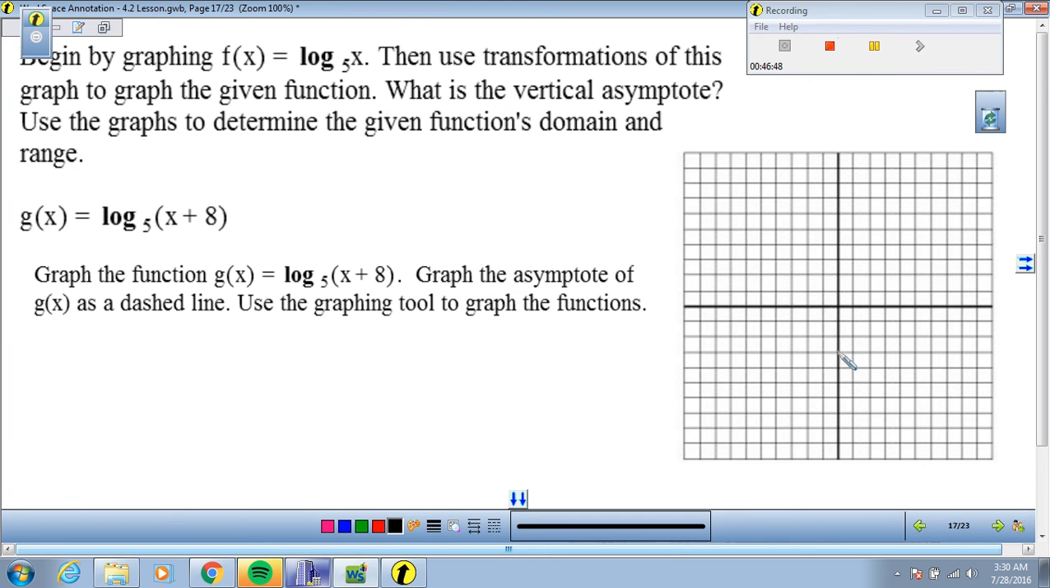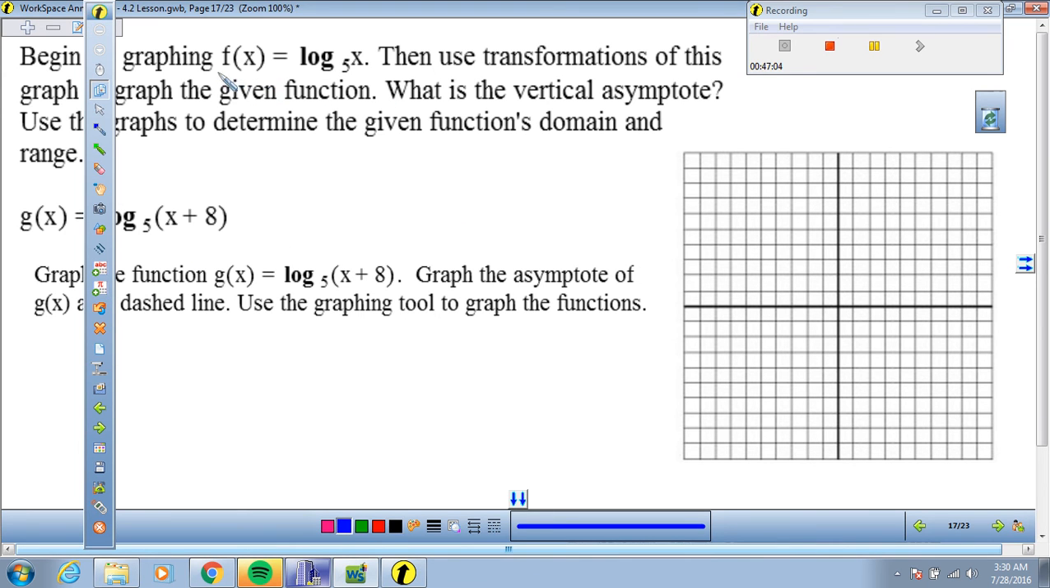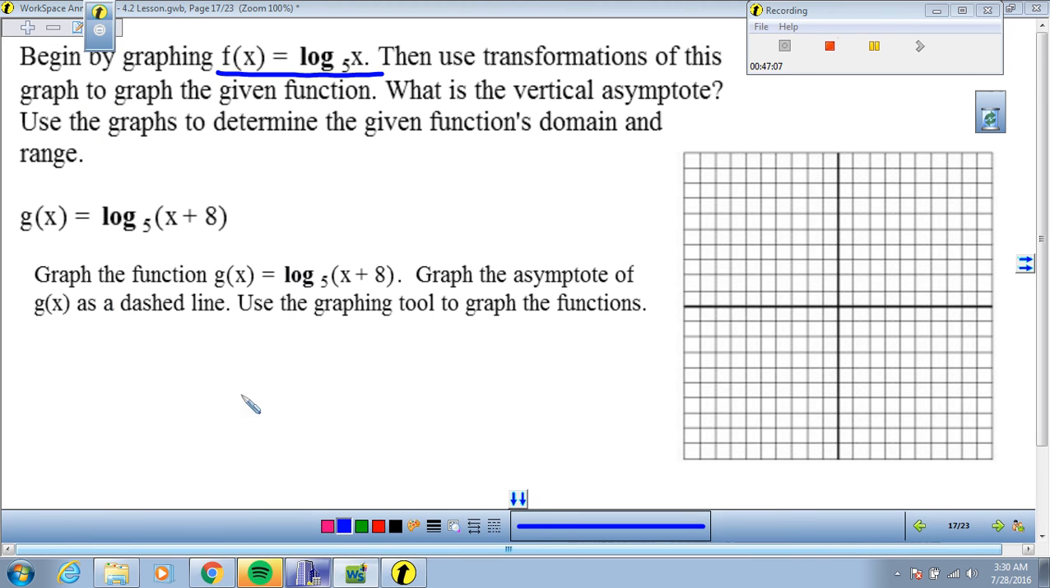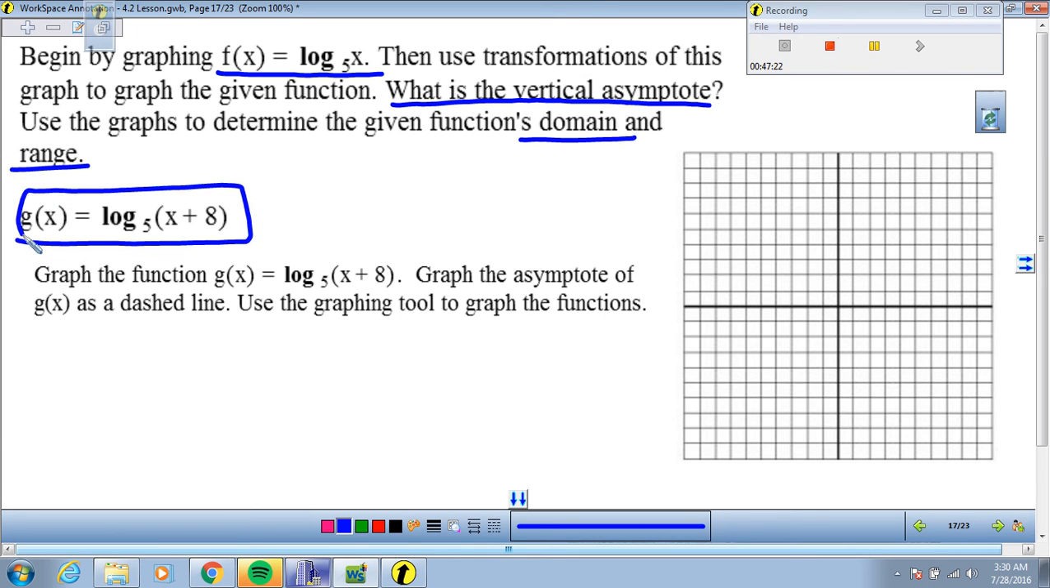So, next one. It says begin by graphing log of x with base 5. This one. Oops, I wanted another color. That's the original. Then use transformations of this graph to graph the given function. What is the vertical asymptote? Use the graph to determine the function's domain and range of this one. Graph the asymptote of g of x as a dashed line.